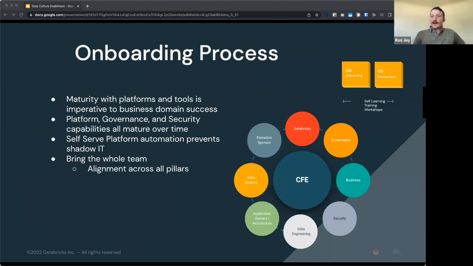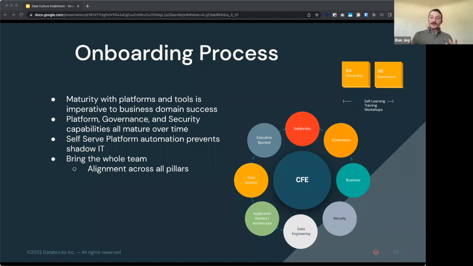Onboarding process, this part's the fun part, right? This part's where you get to go and play with the tools and have some fun. So I'm not going to go super in depth into this part, but this includes the whole team, right? You got alignment across all your pillars. Once you have alignment, you validated everything's good to go, then hit the ground running. Start your development in Databricks, of course, and do all your data engineering, do all your fun development, do all your learning, and then go get this out to production.